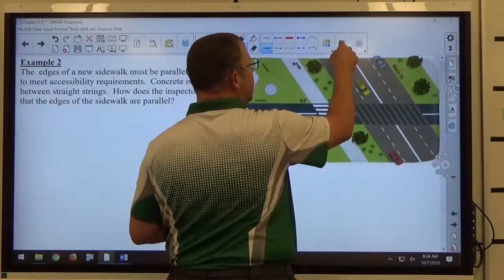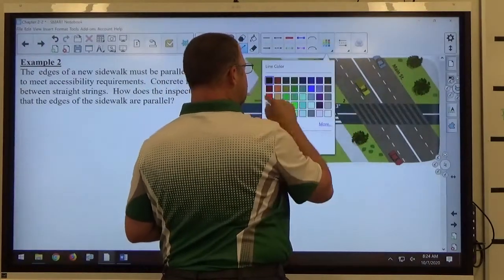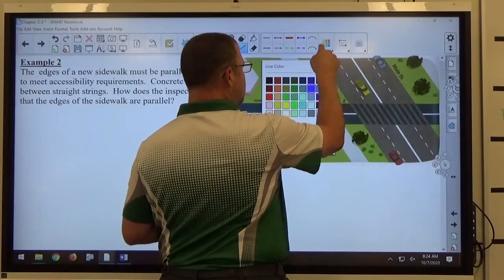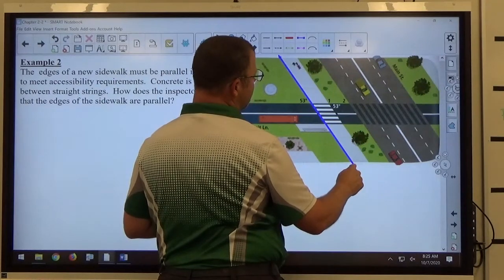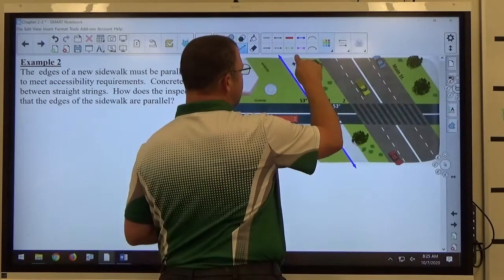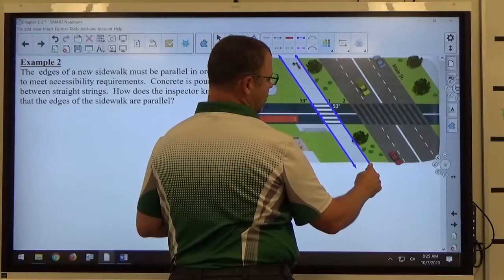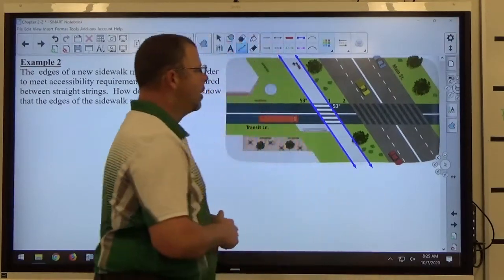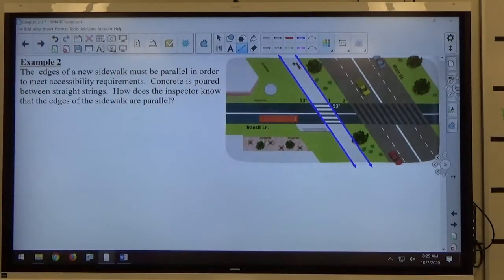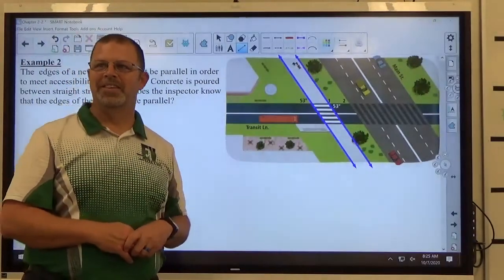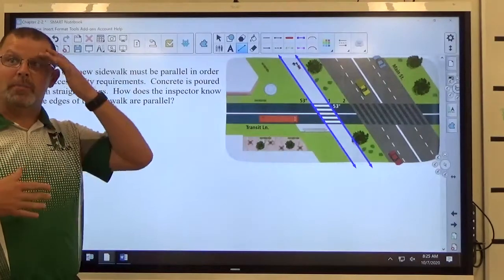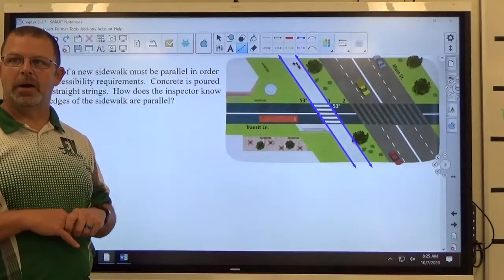We're going to say their strings are going to be, let's make them blue, see if that shows up good. That show up okay for everybody? So they put down a string there, and they put down a string there, right? And those strings need to be parallel to one another. Do they have to be? I mean, if I was building the sidewalk and I was putting the strings down, would it be possible that I might not make them parallel? Because I'm a person and I make mistakes, right? So it's a possibility they might not be parallel to one another.